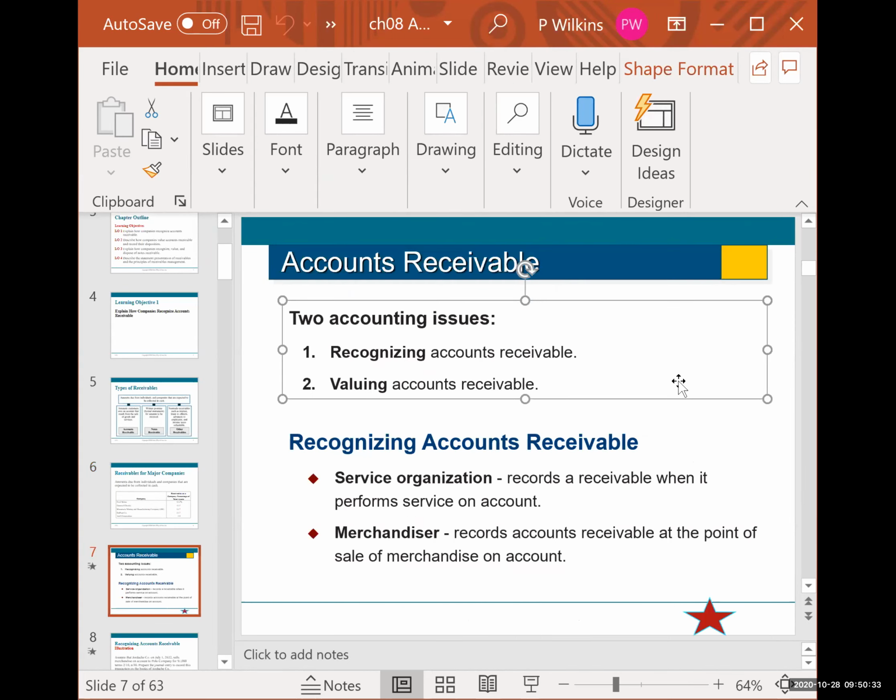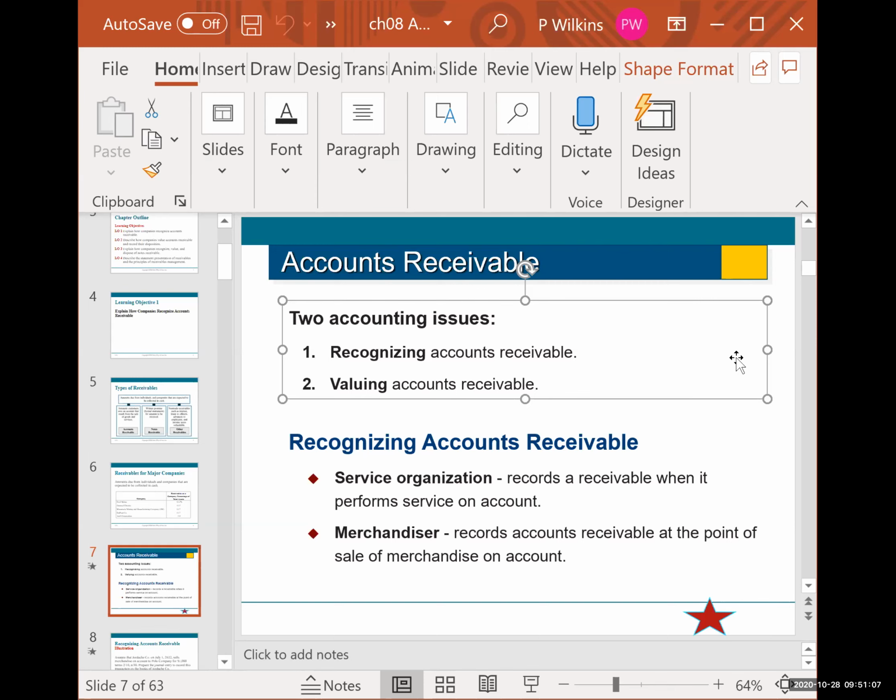All right, so accounts receivable. So there's recognizing and valuing accounts receivable. So recognizing accounts receivable, this is what you've already done, and you may not have realized that that was the name. Maybe you did. So in a service organization, we recognize accounts receivable when we provide the service to the customer. Okay. In a merchandising organization, we record it when we provide the product to them. Okay. And again, you've already done that.